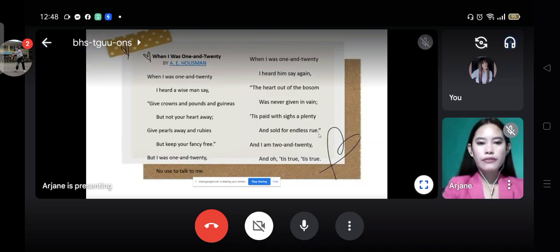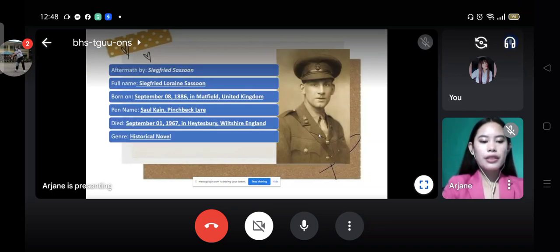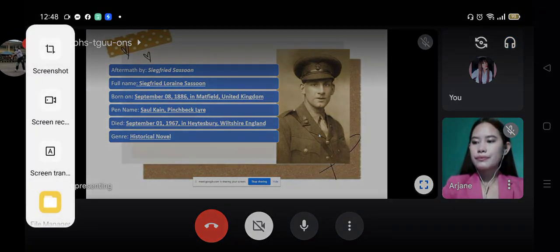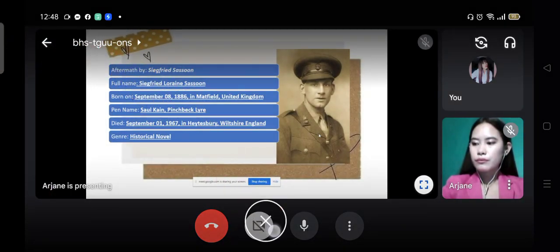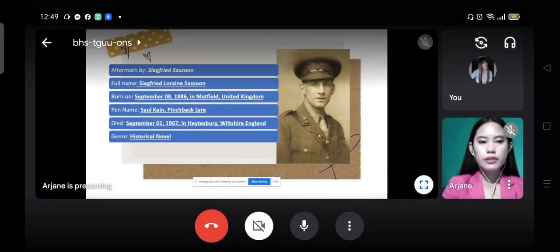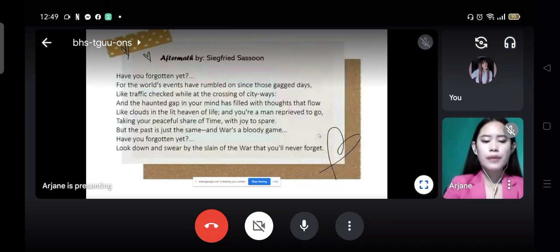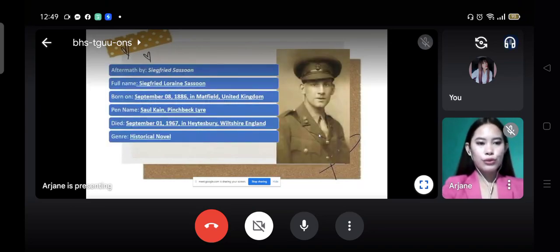Next we have the aftermath of war. Let's proceed to the aftermath of war. It is a poem written by Siegfried Lorraine Sassoon. He was born on September 8, 1886 in Matfield, United Kingdom.